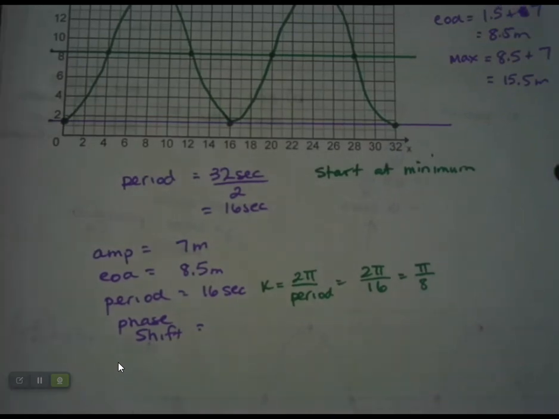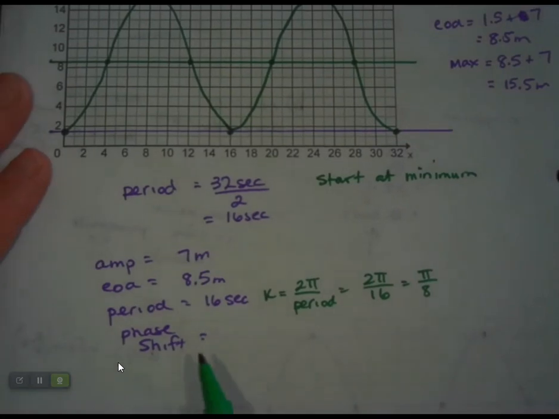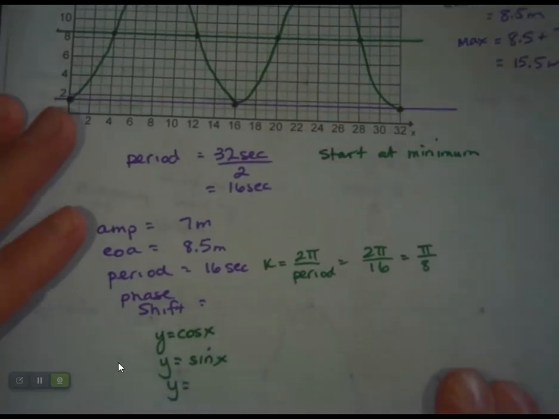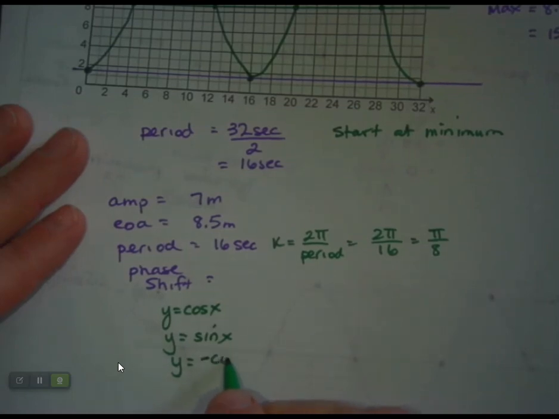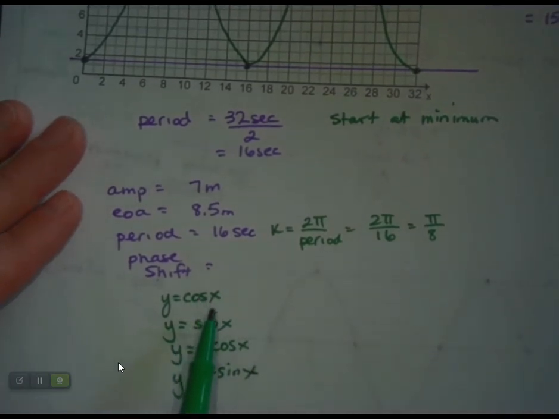And from here, I have to decide what I am going to use for my phase shift. Well, here are your 4 options. All right. So what I'm going to do is hit pause again here. And what I'm going to ask you to do is, what would be the phase shift for each of these 4 functions? Write them down, and then come back and see, does it match up?